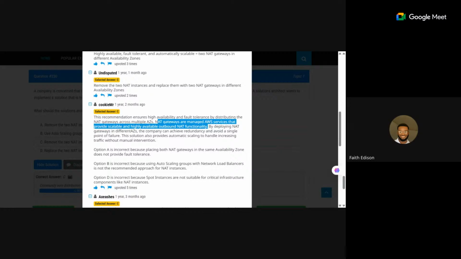So NAT instances require full management by the customer, while NAT gateways are managed by AWS. Interesting. So then the instance in this case is not necessarily the server.